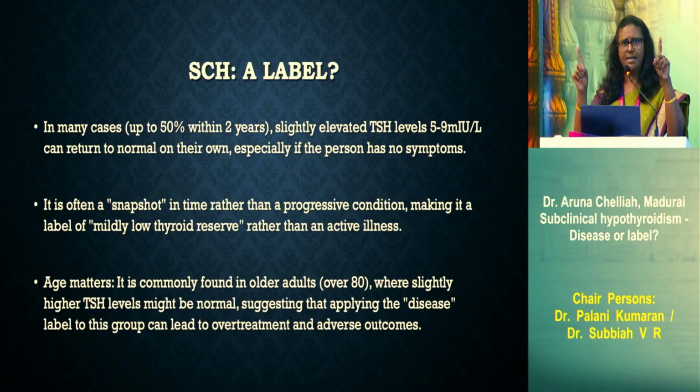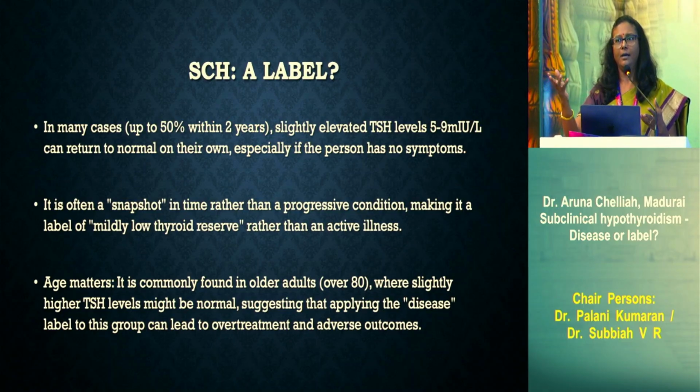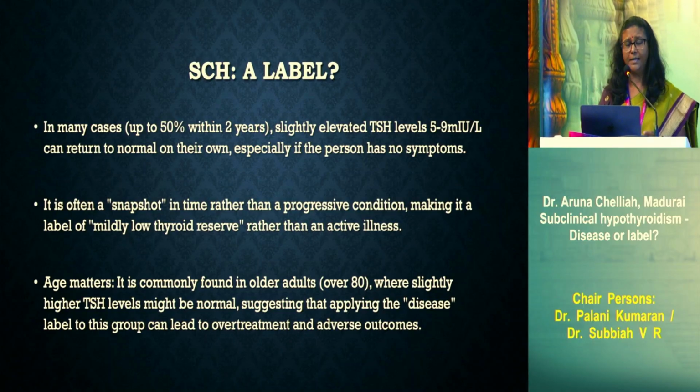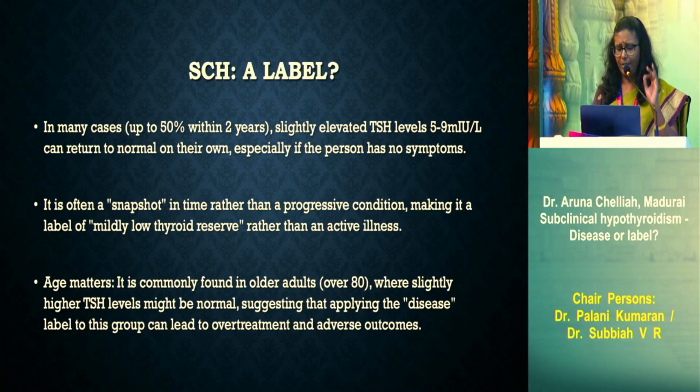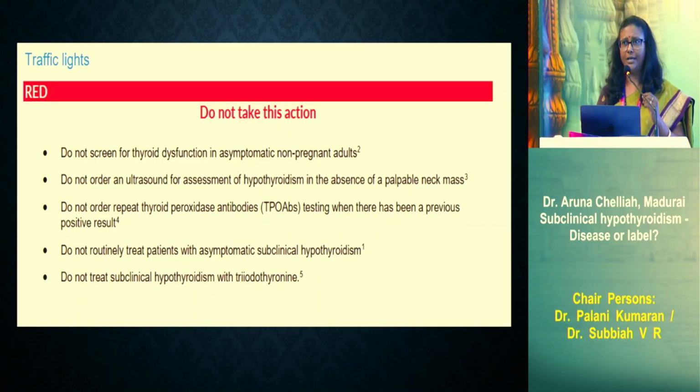It's probably a snapshot, or a first warning shot, of a possible cause that the patient may fail. Like in a young woman who's getting married and is going to have a kid, and you see this happening, it's better you give the patient a warning: if you get pregnant, please come and see me, I need to check your thyroid as soon as you're pregnant. That's where I would use this. Again, age matters, as I said, especially over 80, be very slow to start treatment or give the label.